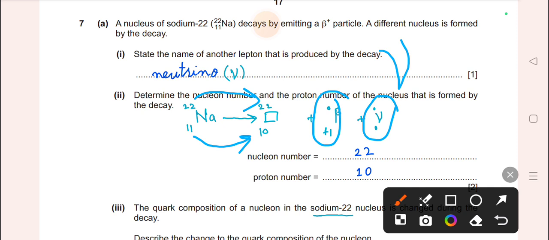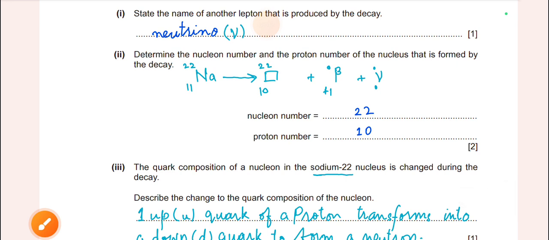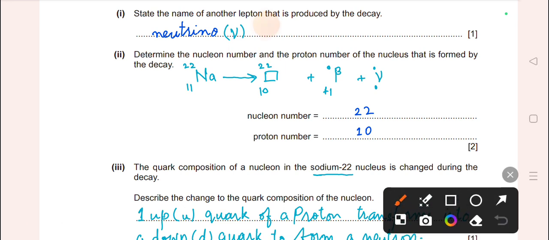Then it asks for the nucleon number and proton number of the product. As we said, the nucleon number stays the same, so it will be the same. And the proton number decreases by 1. From 11 it turns to 10. The equation is going to help you. So you should learn the equations of alpha, beta, and gamma decays.